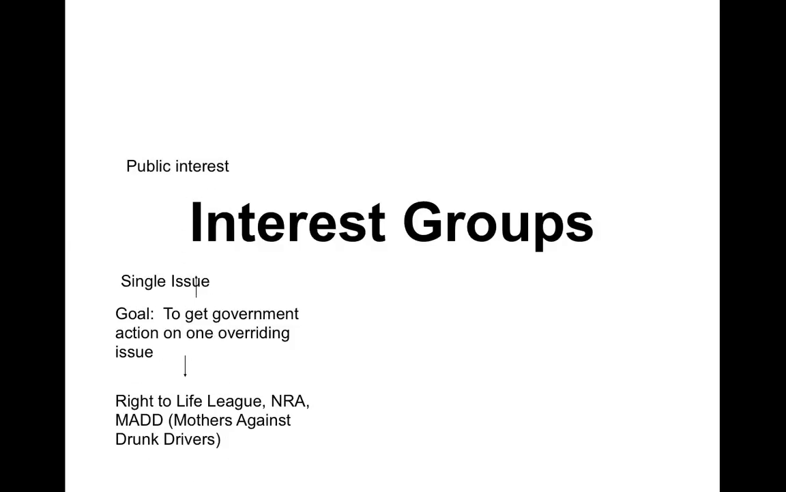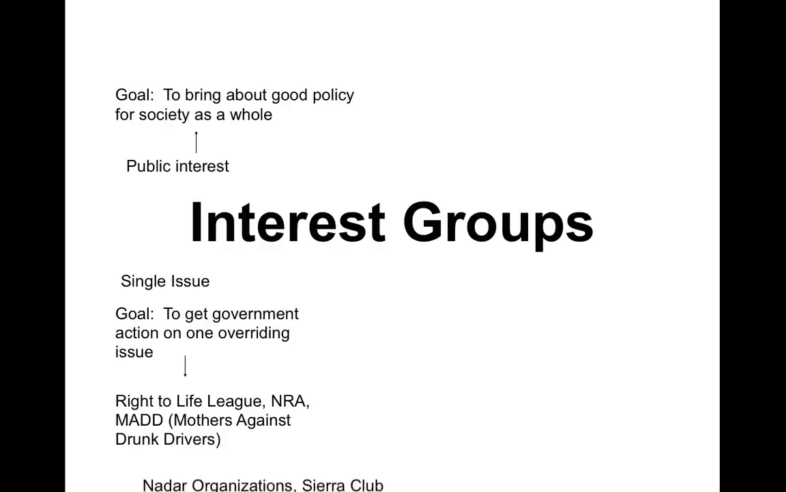You have a public interest group, kind of just went over some of this, but to bring about good policy for society as a whole. The Ralph Nader organizations, the Sierra Club. Ralph Nader was a Green Party candidate in 2000, and a third party didn't win, again.